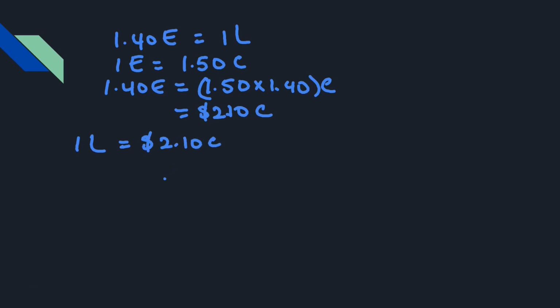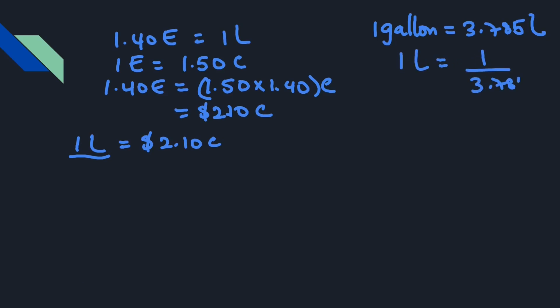I don't need this equivalence, however. I need to figure out how much 1 liter is worth in terms of gallons. Okay, so then that means I will have to use the equivalence that they gave me in the question, which said that 1 gallon is equivalent to 3.785 liters. That would mean that 1 liter would be equivalent to 1 divided by 3.785 gallons, which means that I would end up with an answer of 0.264 gallons, approximately.